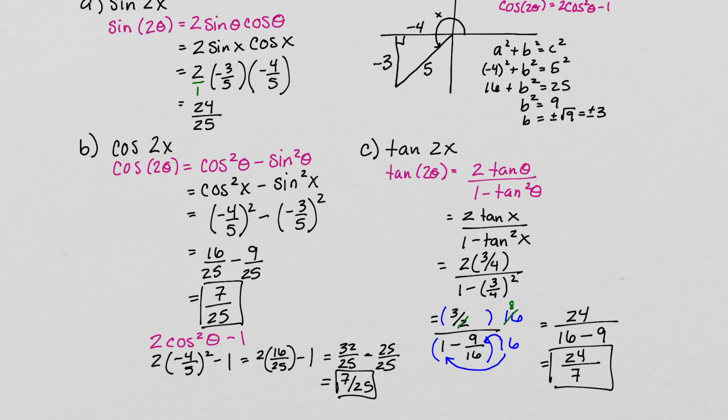So, okay, for example, find the exact values of A, the cosine of 112.5 degrees.